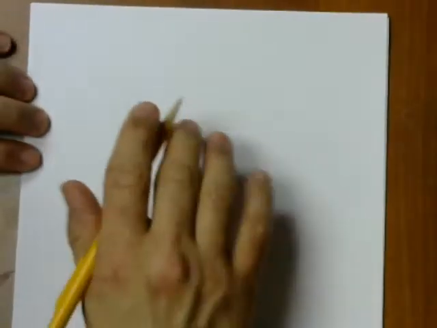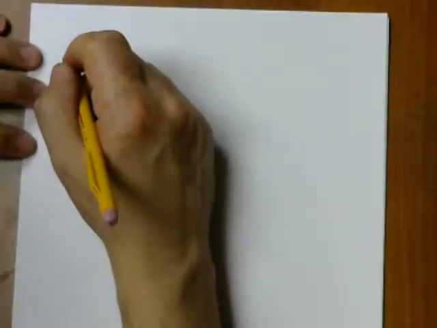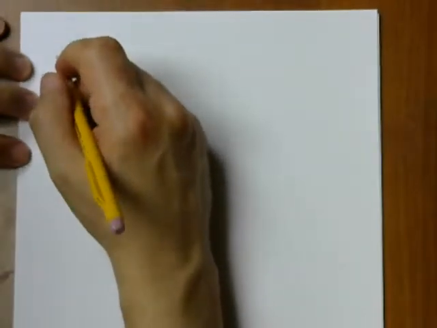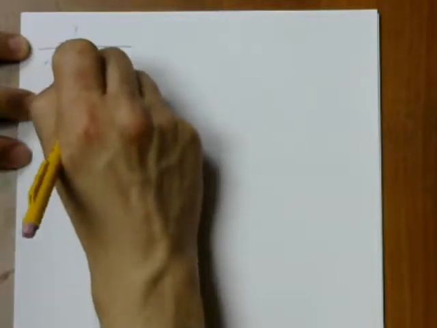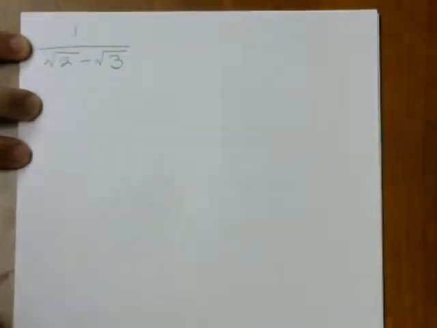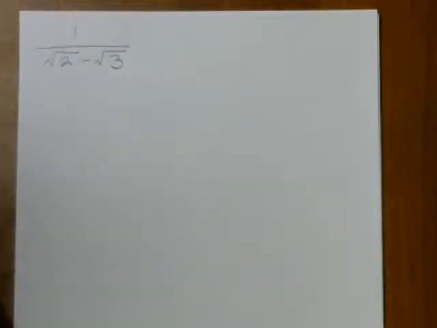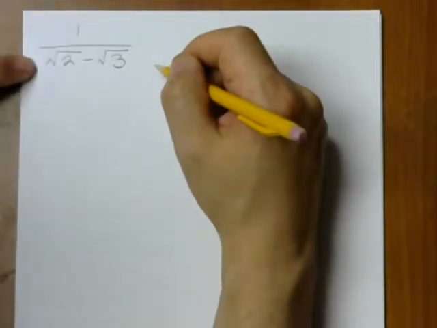Okay, well, something very interesting about roots. Let's say I have something like this, and I want to get all my radicals out of the bottom. Well, I could try multiplying the top and the bottom by root 2.